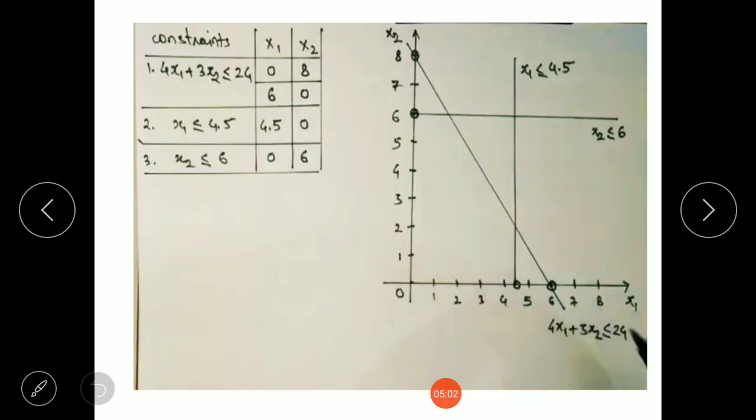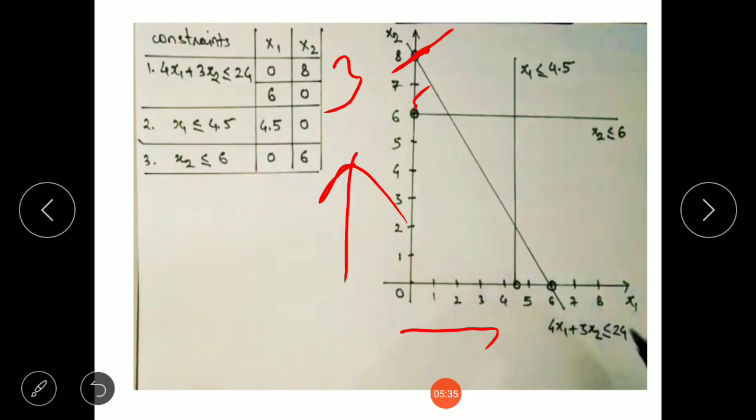Next, we are going to plot these points on the graph. This horizontal line represents x1 and the vertical line represents x2. We start plotting the points. For the first inequality constraint, we plot the points for the equation, that is (0, 8) and (6, 0). x1 is 0 and x2 is 8 is this point. And then x1 is 6, x2 is 0 is this point. So combining these two points, we get this line, which is the line for the first inequality constraint.